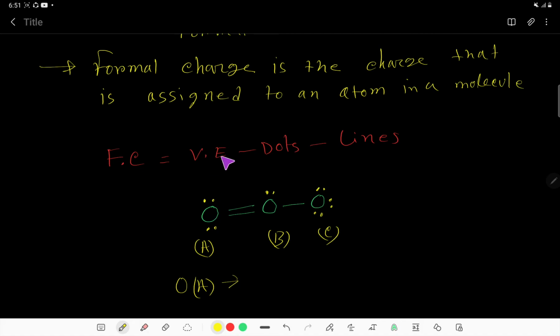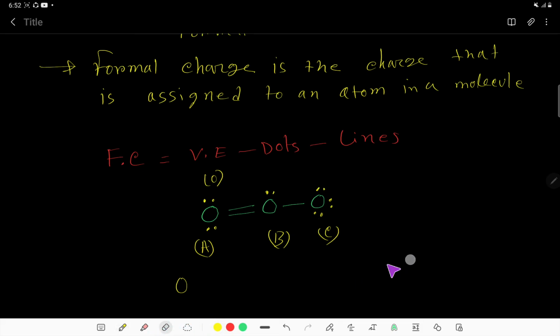So look, at first we have to find out the valence electrons of oxygen. Oxygen is an element of group 6A, that is why it has 6 valence electrons, minus dots. How many unbonded electrons does oxygen have? Here 4. Minus lines. How many lines are attached to the oxygen? 2. Now calculate 6 minus 6, that is 0. So the formal charge of oxygen is 0. Look, if an oxygen is bonded with other atoms with 2 bonds, then the formal charge is 0. If the bond number is 1, the formal charge will be minus 1. Let me show.